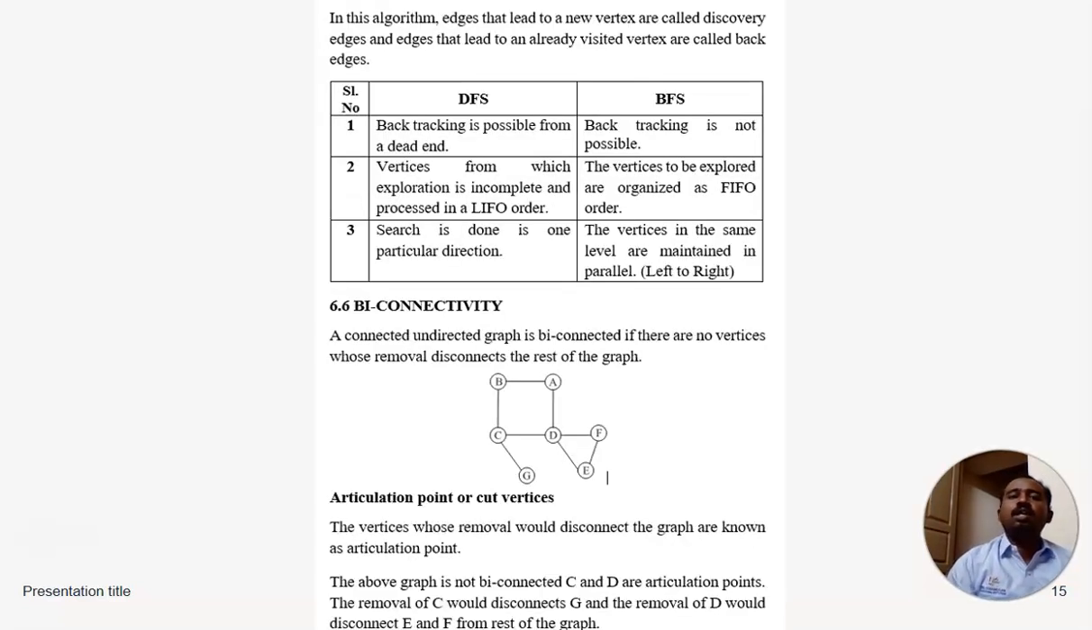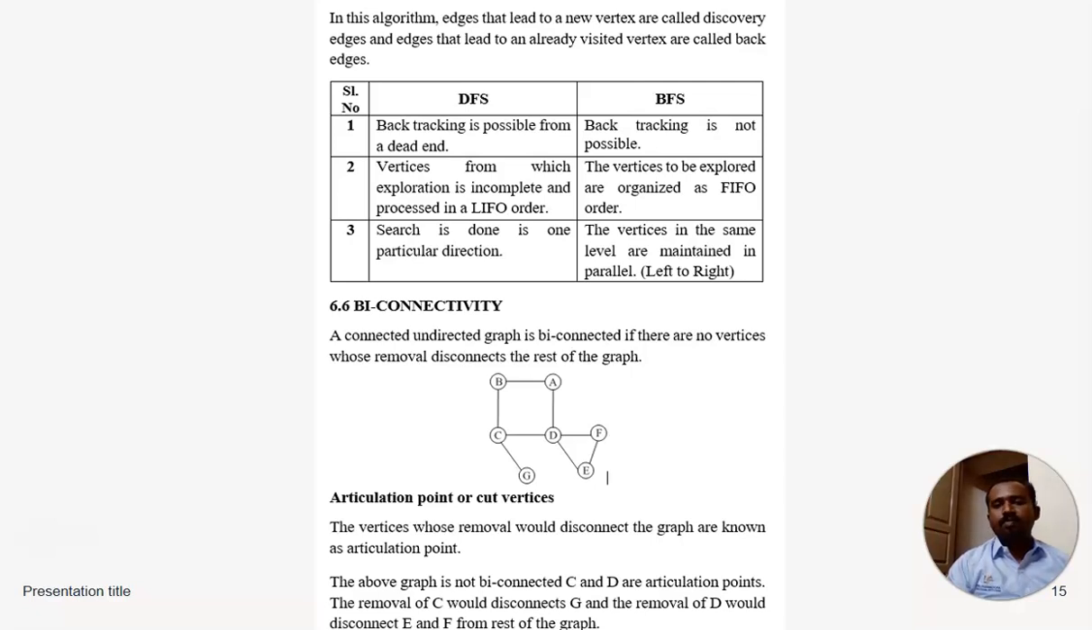In this algorithm, edges that lead to new vertices are called discovery edges, and edges that lead to an already visited vertex are called back edges. This is the difference between DFS and BFS. DFS means depth first search, BFS means breadth first search. In DFS, backtracking is possible from a dead end. Backtracking is not possible in BFS.